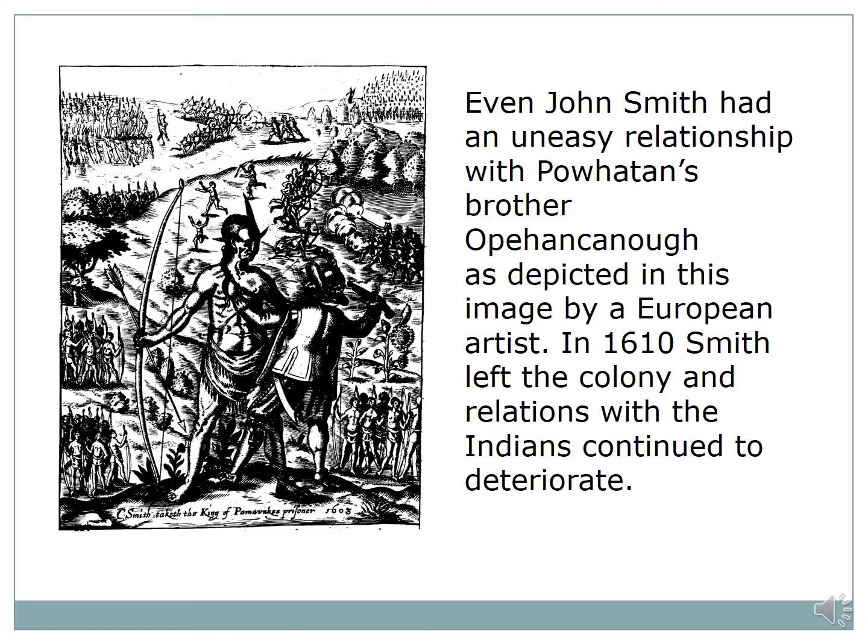Okay, so John Smith and Powhatan had a pretty good relationship. But Powhatan had a brother whose name was Opacanoe, and he is depicted here in this image, John Smith and Opacanoe. And Opacanoe absolutely could not stand the English, didn't trust them at all. And once John Smith left in 1610, the relationship between the colonists and the native people continued to deteriorate, all the way really until the point where Pocahontas is abducted.